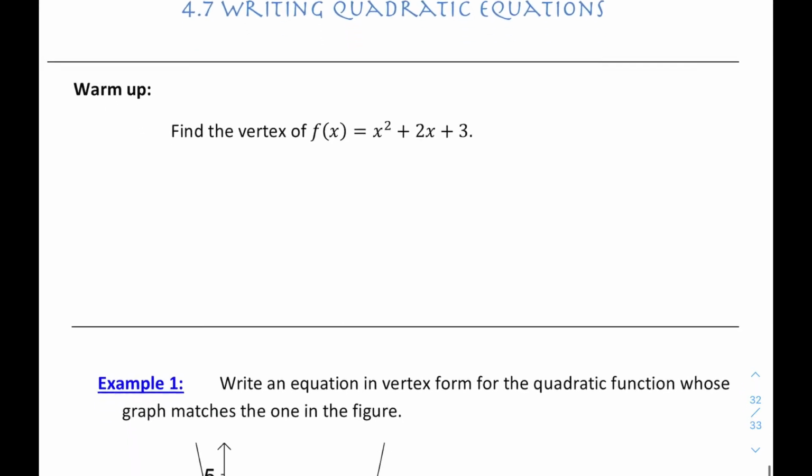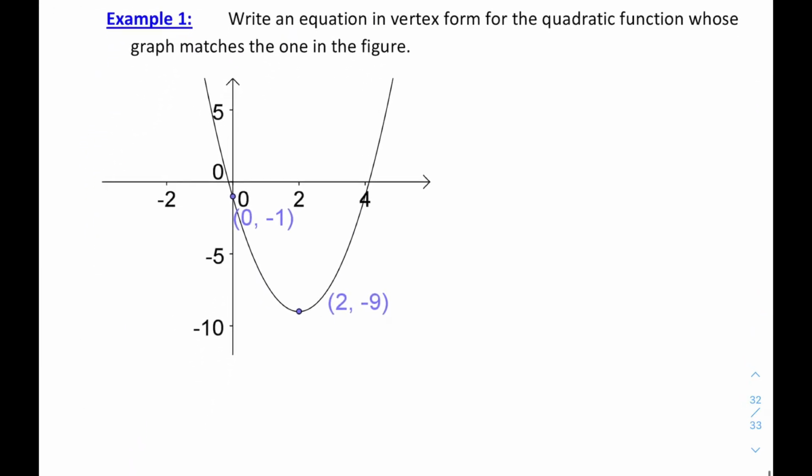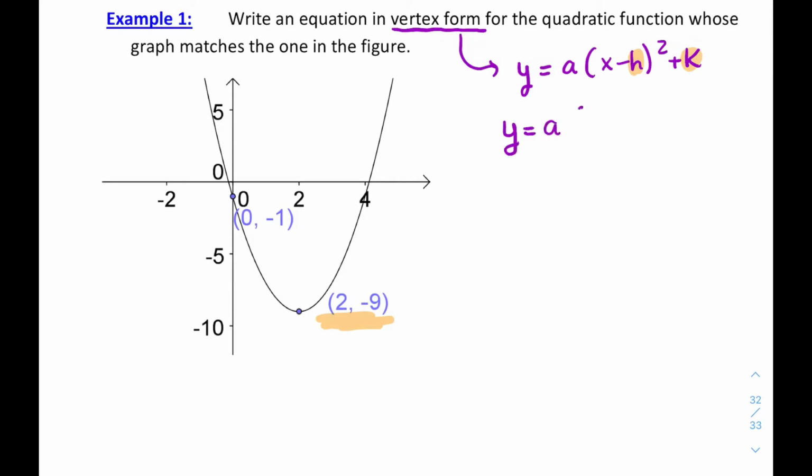We are going to write some quadratic equations. So we're going to write an equation in vertex form for the quadratic function that we have the graph of right here. So vertex form in general looks like this. We have our vertex at 2, -9. So we can put those in for h and k because that indicates our vertex in vertex form.